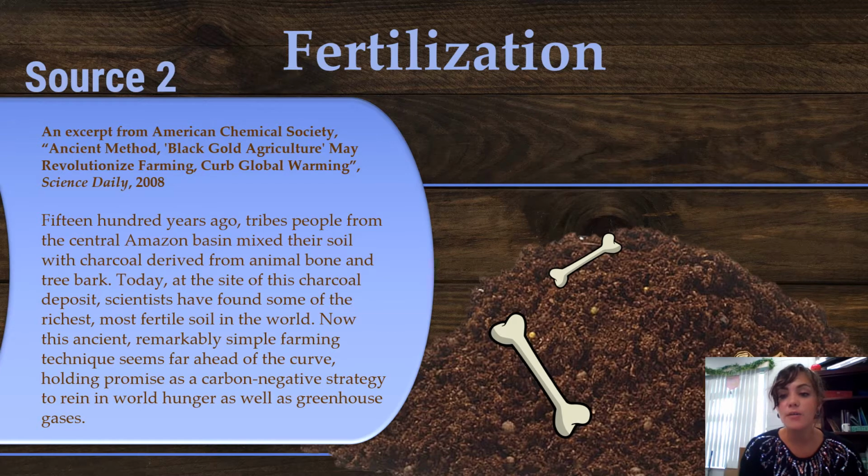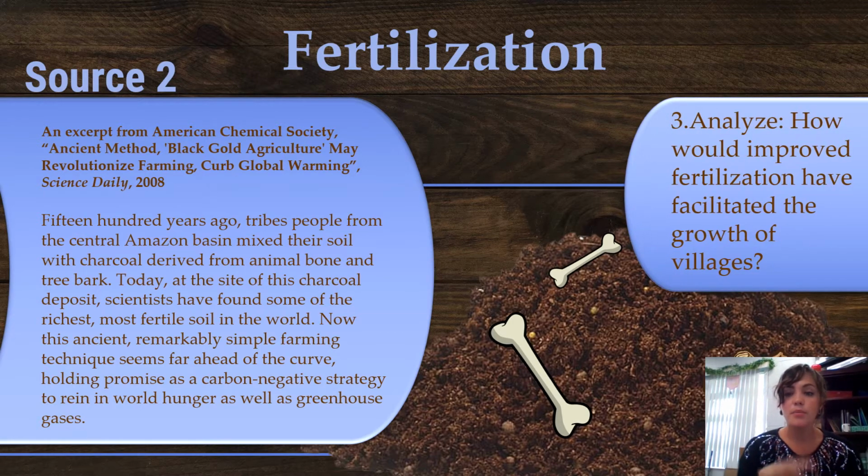The question I have for you is, how would improved fertilization have facilitated the growth of villages? Remember in the beginning we said this whole unit is about the origins of complex urban societies. So how do we see these complex urban societies, and how is fertilization going to lead to that? See if you can answer that.